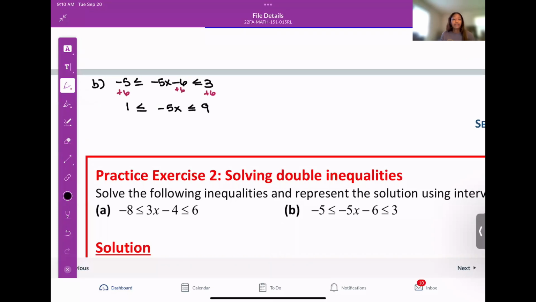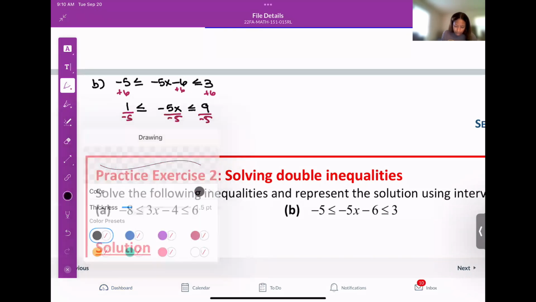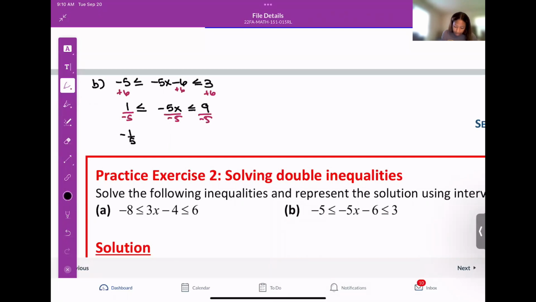Now in the middle, we have a negative 5x. We're trying to get the x by itself, so we need to get rid of the negative 5. And do not forget, when we multiply or divide by a negative, that changes the direction of our inequality. So if we divide everything by negative 5, first let's look at the numbers. We get a negative 1/5, and then an x, and then a negative 9/5. But very, very important, instead of having less than or equal to signs, they now become greater than or equal to symbols because we divided by a negative. And we're actually done. That's our answer.